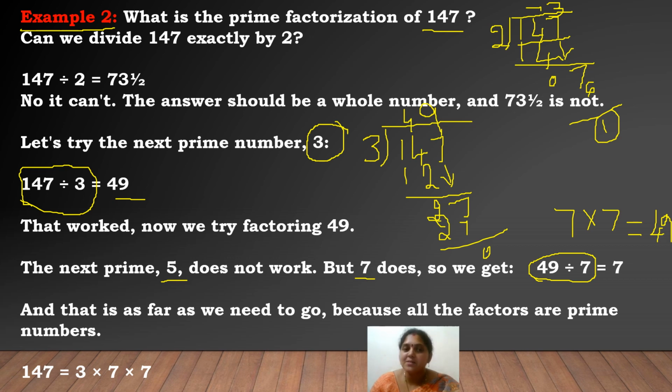So what is our first prime number? 3, and last 7 into 7. When we are multiplying all these three numbers, we must get the answer 147. This is how we are going to do our prime factorization method.